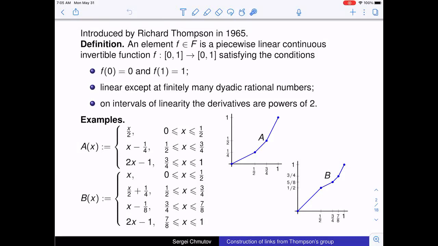My goal will be to give a kind of combinatorial description of elements of this Thompson group, and then explain this construction, Jones's construction, of a link for every element of this Thompson group. That is my plan. Let me tell you that A and B are going to be the generators of the Thompson group. So any such function can be obtained as a composition of these two. That is one of the theorems.